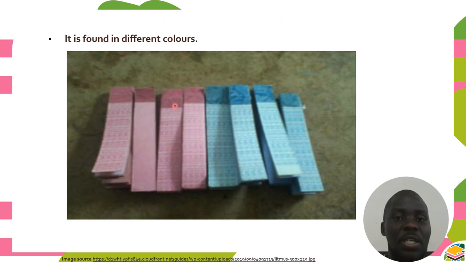So litmus paper can be found in different colors, but here we only have two colors. We have blue as well as red, but it can also be found in pink and orange. We also have colors of such litmus papers, but they work in the same way. If it is dipped in an acid, depending on any color, it changes to red, but if it is dipped in a base, it changes to blue.